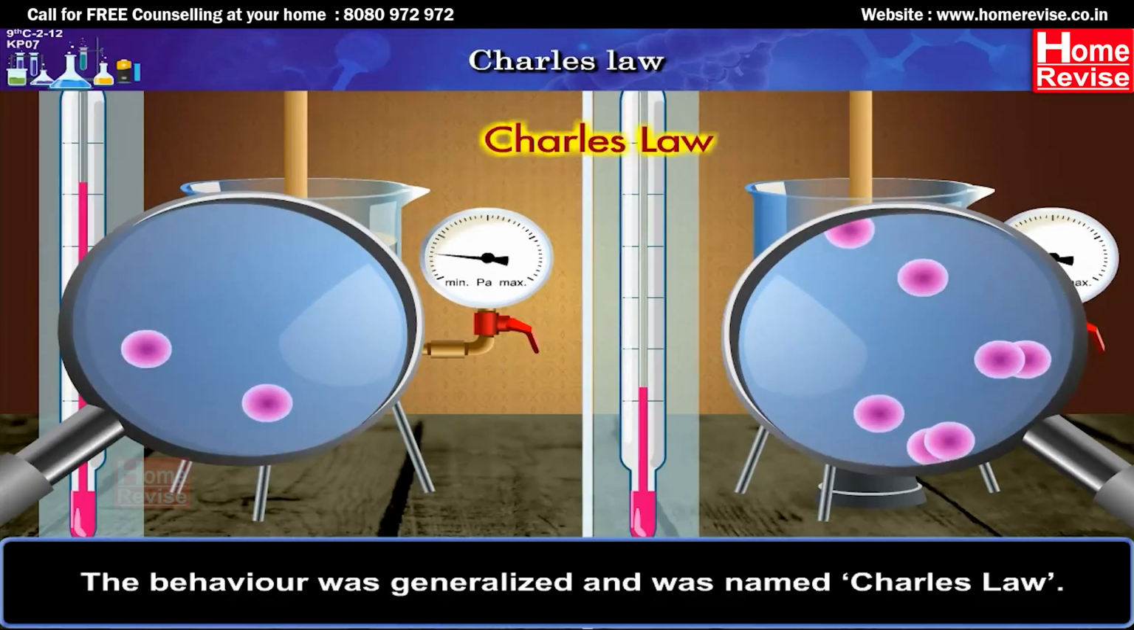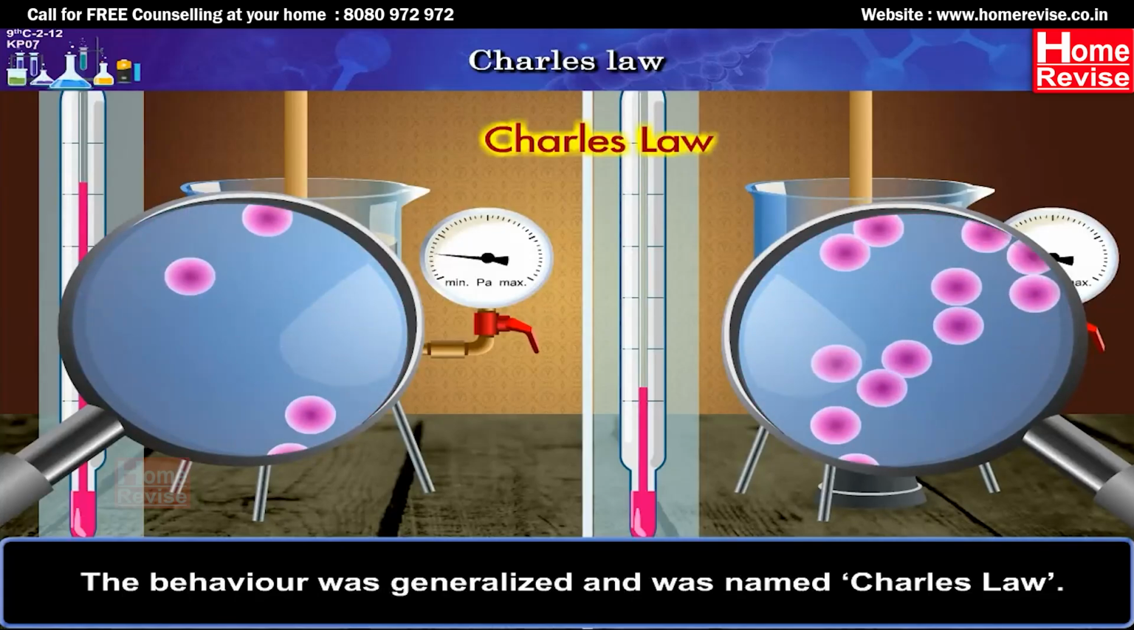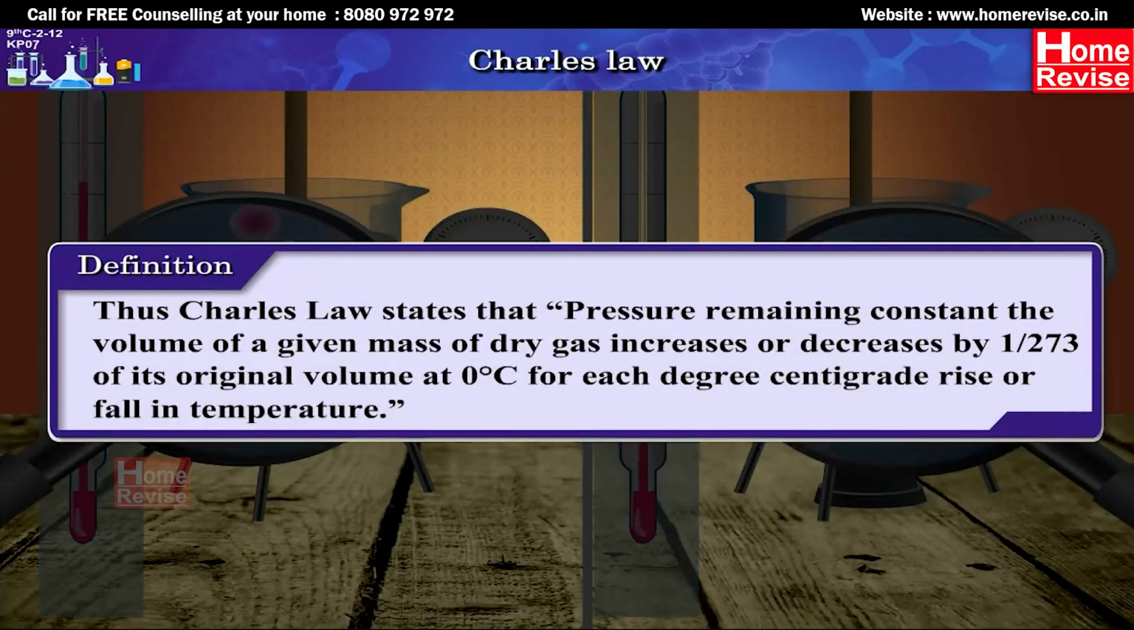The behavior was generalized and was named Charles' law. Thus, Charles' law states that pressure remaining constant, the volume of a given mass of dry gas increases or decreases by 1 upon 273 of its original volume at 0 degrees Celsius for each degree centigrade rise or fall in temperature.